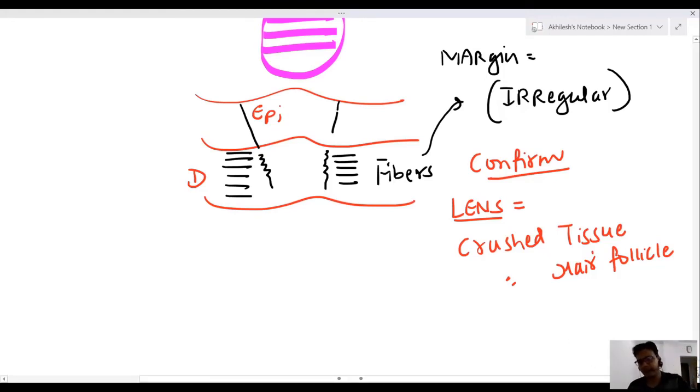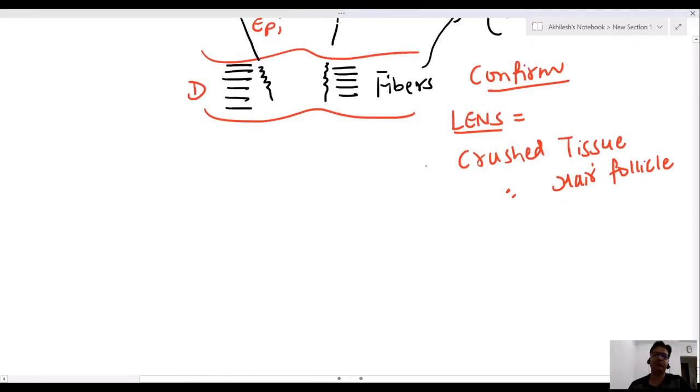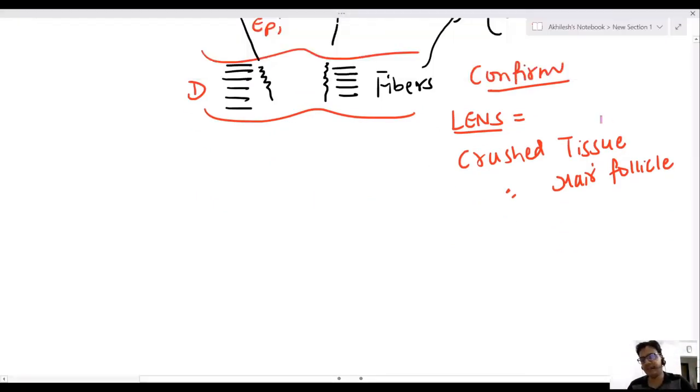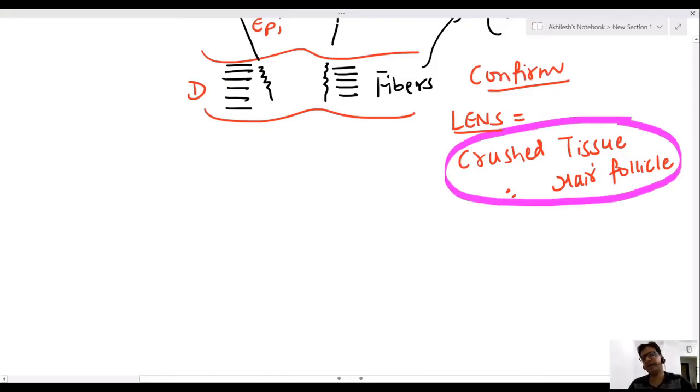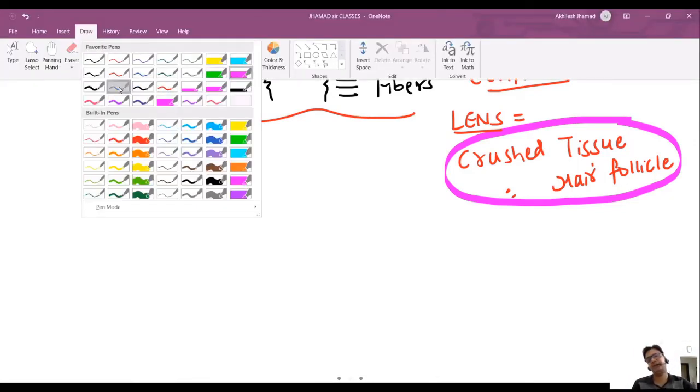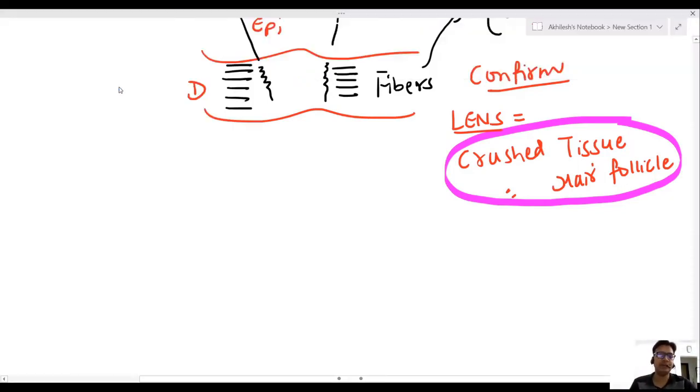Now, write down types of laceration. So this is a very important MCQ. Confirmation of laceration is by crushed tissue and crushed hair follicle. Crushed tissue and crushed hair follicle. Okay. Now, see what are the types of laceration?